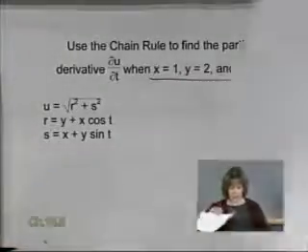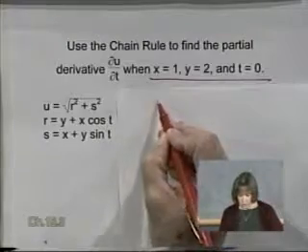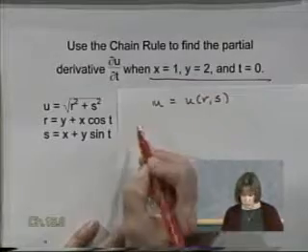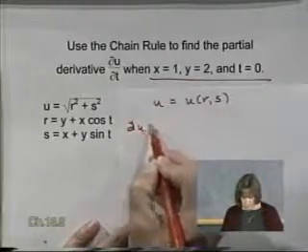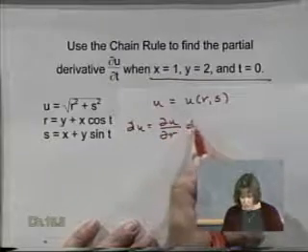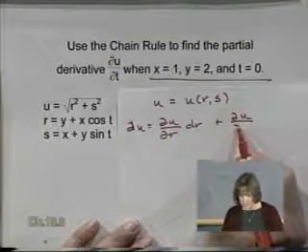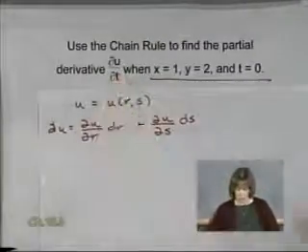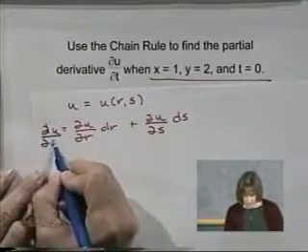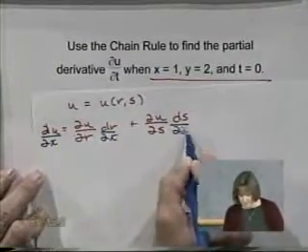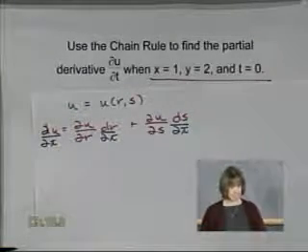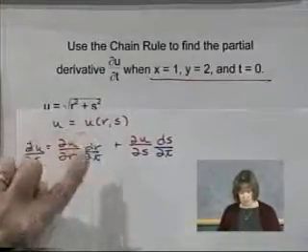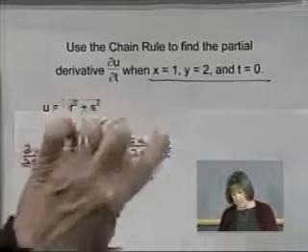So first of all, to keep your head straight, you just say, okay, u is a function of r and s. So the du would be the partial of u with respect to r, dr, plus the partial of u with respect to s, ds. Now, if they want the partial of u with respect to t, all you have to do is divide by partial with respect to t on both sides. That's all you have to do. Now, I have to figure out the partial of u with respect to r, the partial of r with respect to t, the partial of u with respect to s, and the partial of s with respect to t.